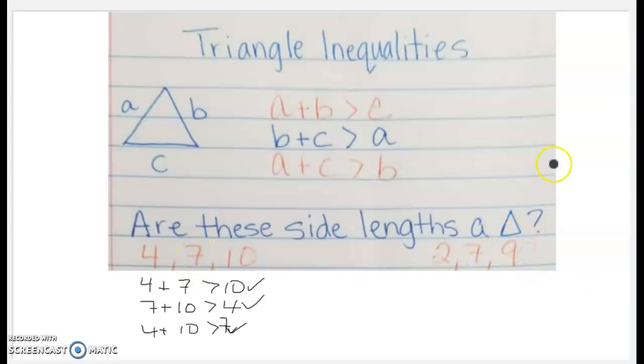So if I look here at 2, 7, and 9, I need to ask, is 2 plus 7 greater than 9? And the answer is no. Why? Because I get 9 is greater than 9, and that's false. They're equal, but it's not greater. So this would not be a triangle. If any of these turn out false or no, then it is not a triangle.